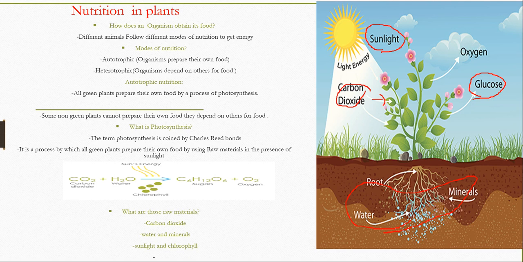Afterwards, after the formation of the food, the waste gas which is produced inside the plant is called oxygen. In the picture I am showing it with the red mark, so observe, children. Looking at the equation, carbon dioxide plus water in the presence of sunlight and chlorophyll produces glucose. Here is the formula of glucose, C6H12O6, and this is the waste gas, oxygen.